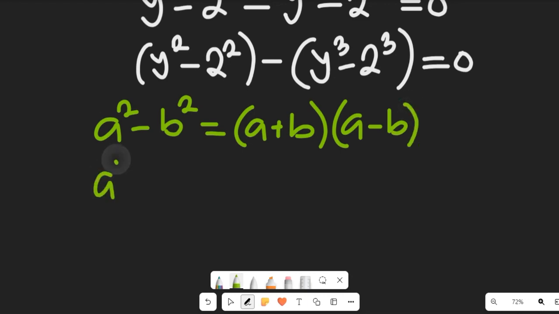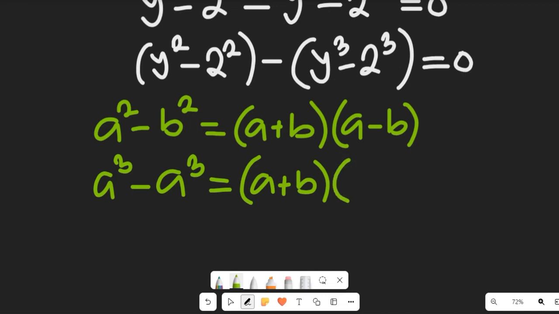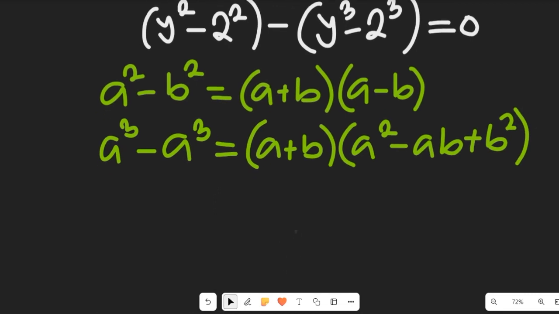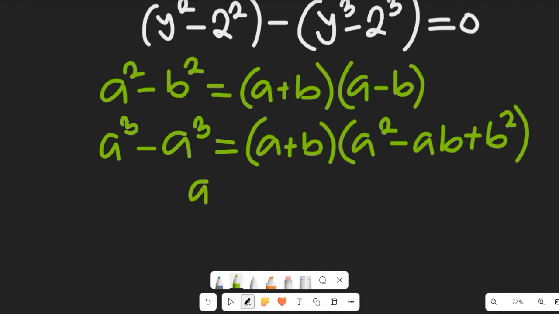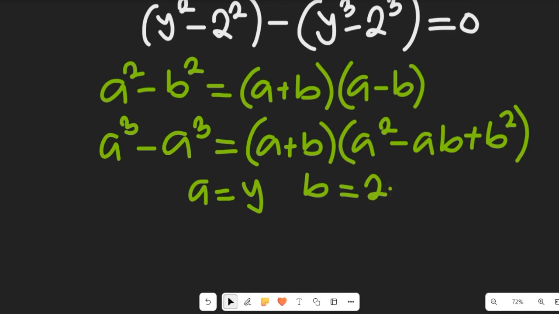Now recall this. We have a to the power of 3 minus b to the power of 3. This can simply give us a minus b, right? Multiplied by, but this should come first, second, a to the power of 2, right? Plus ab, the first and second, plus the second squared. So from all this expression, you come to see that a is simply y, and then b is simply 2, right? So we're going to apply that into those two expressions.